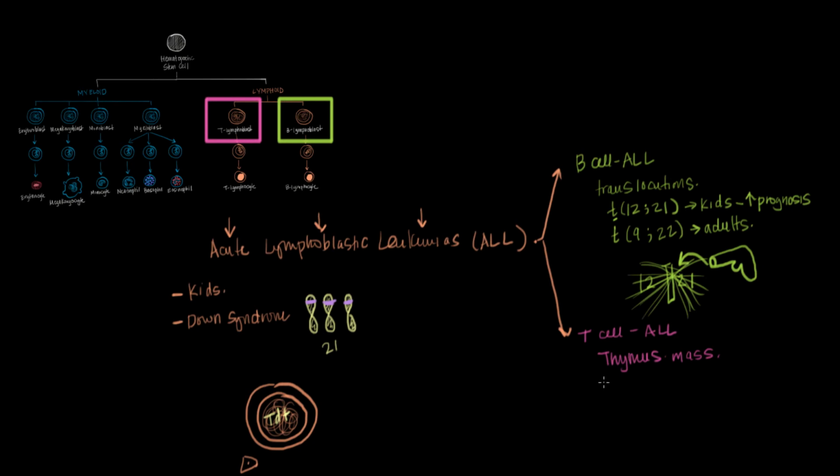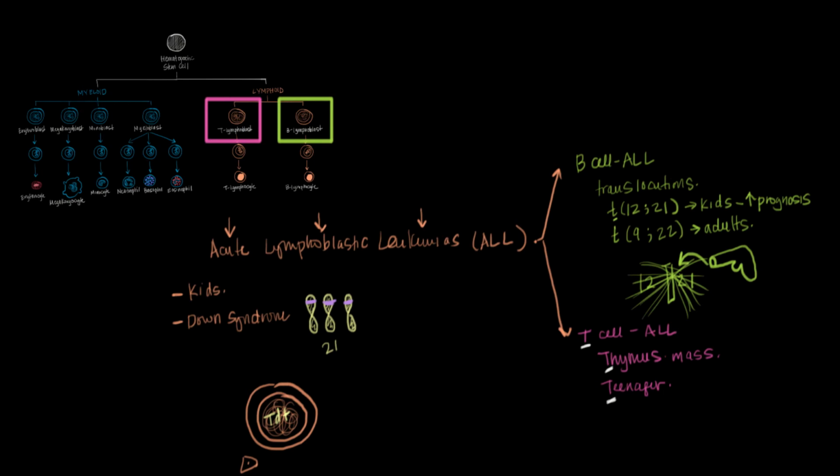And the other thing that's important is that T cell ALLs are most often seen in teenagers. And something that might help you remember these three things is remembering the letter T. So T cell ALLs associated with thymic mass and found in teenagers. Okay, so those are acute lymphoblastic leukemias.